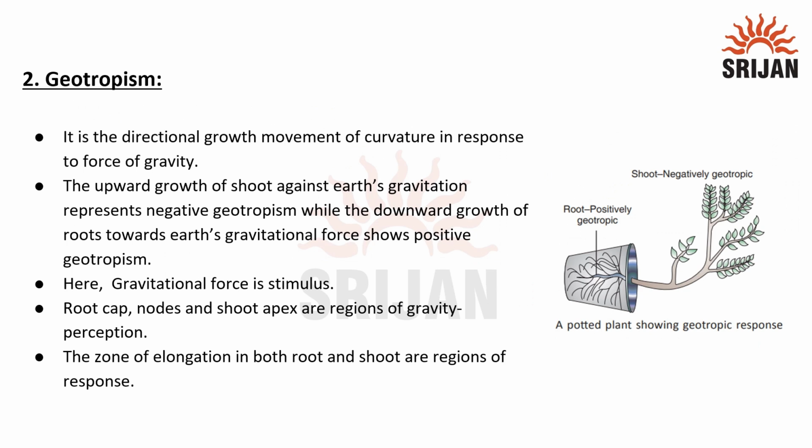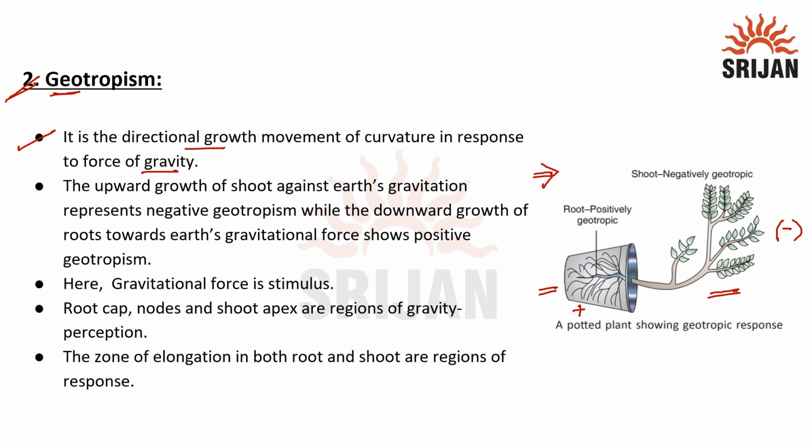The next type of tropic movement that we have is called geotropism. The word geo means earth, ground, or gravity, and the growth movement in response to this stimulus is called geotropism. So here we have the definition of geotropism: a directional growth movement of curvature in response to the force of gravity. In this image we can see two things, the shoot and the root. The shoot is growing against gravity, hence it is a negative geotropic movement, whereas the root is growing towards gravity, so it is a positive geotropic movement.